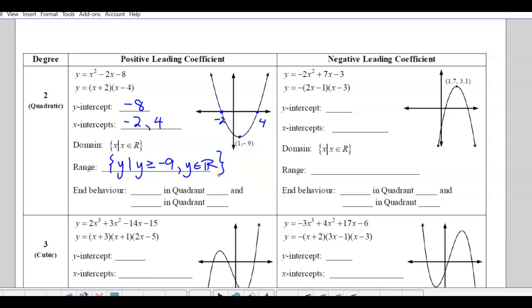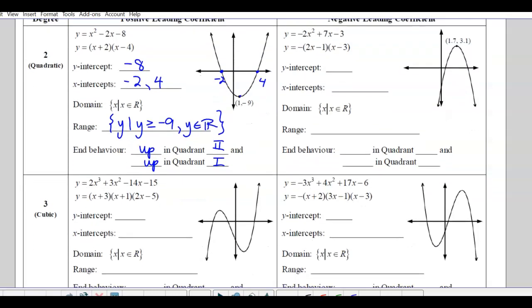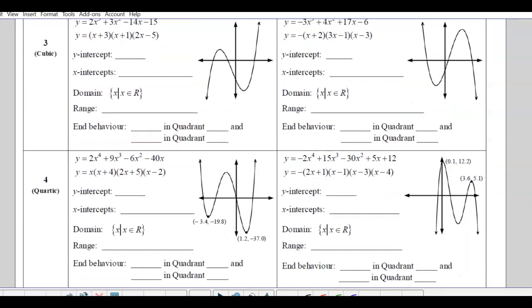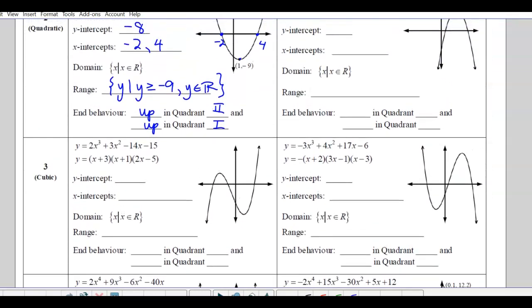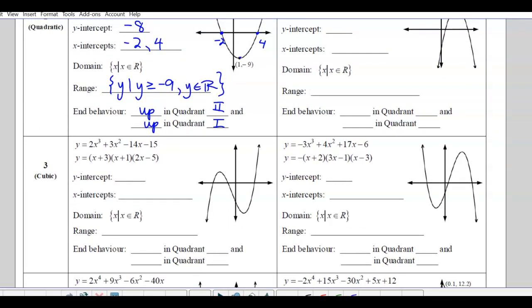And the end behavior is, well, it's up in quadrant 2 and up in quadrant 1. All right, so the next one is a new quadratic. It's factored for you. So I'm going to give you a couple of minutes to do that quadratic, and then you do the cubic.